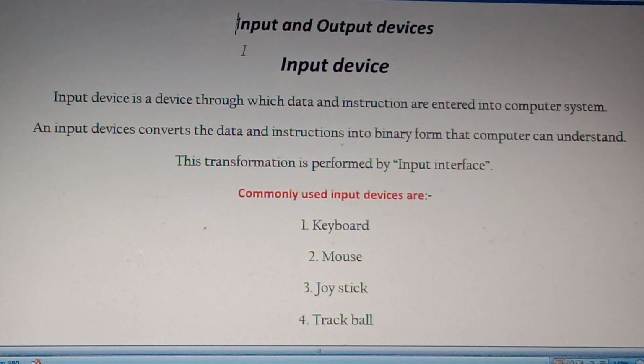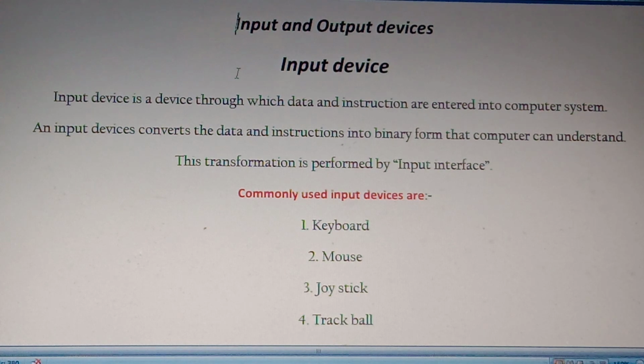Hello students, see here: input and output devices. What is an input device and what is an output device, we will know clearly in this video. Actually, a computer is assigned with so many devices. Yes, it's absolutely correct. The devices are differentiated into so many types, that is input and output devices.